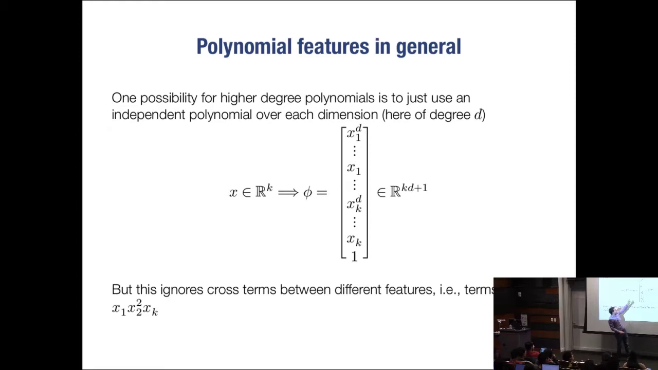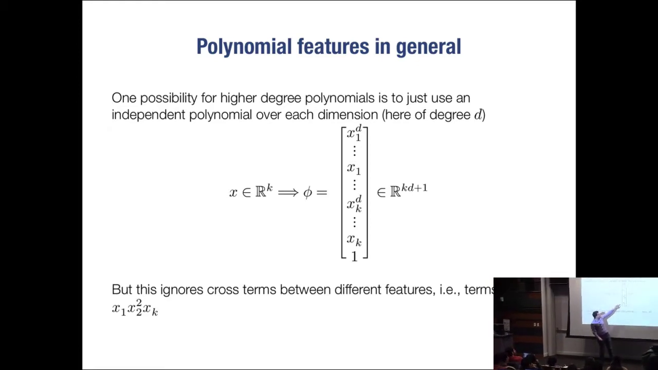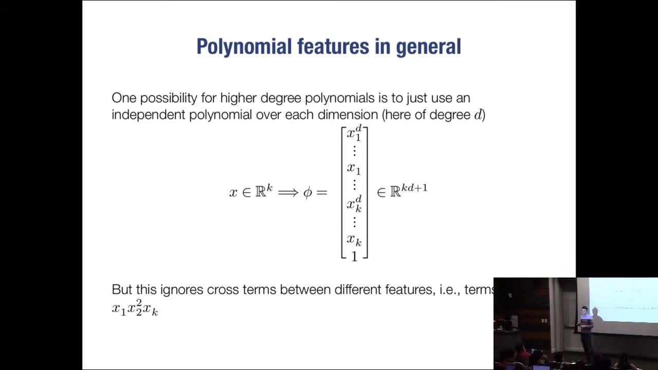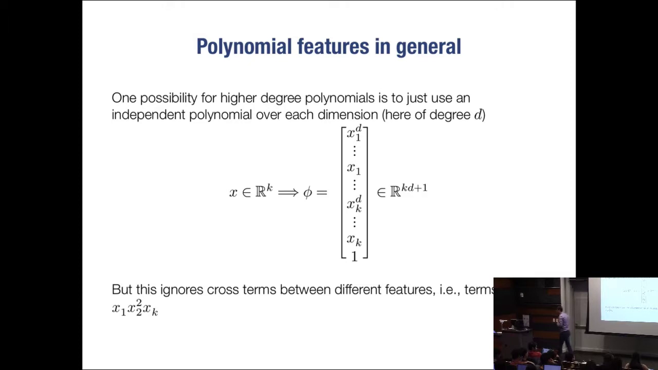So you have x1 to the d down to x1, xk to the d down to xk, and then a single constant term, because you don't need more than one constant term. Those are all the same for everyone. But the problem here is that this ignores important features, things like cross terms, like x1 times x2 squared times xk. In reality, there's a lot more possible nonlinear terms if you want to enumerate all your polynomials than just those. And so we need some way of feasibly enumerating all our polynomials.